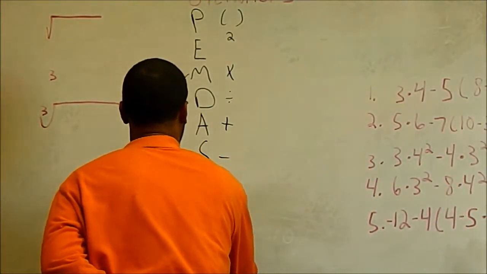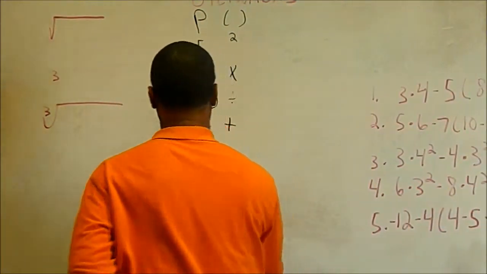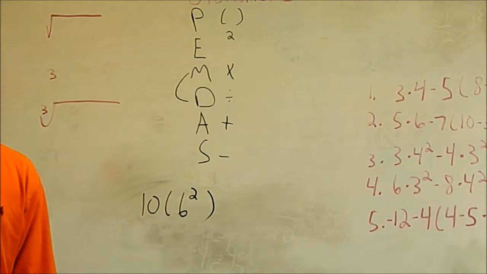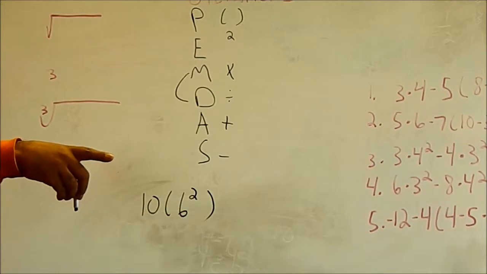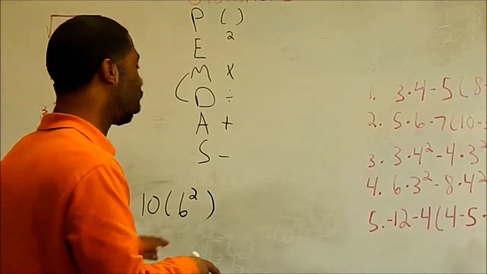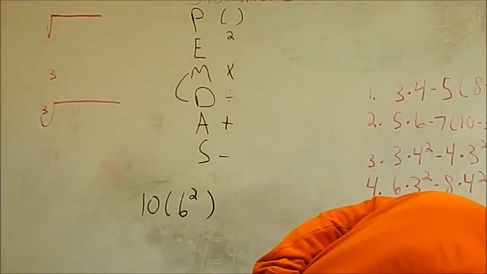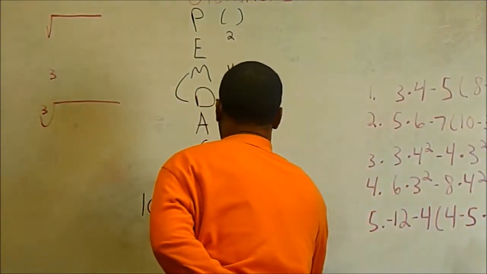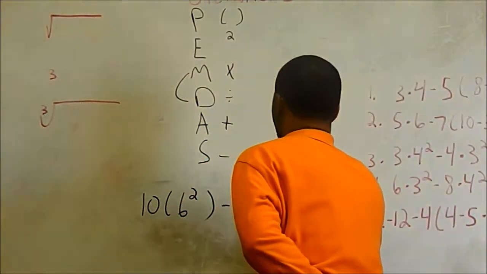10 parentheses 6 to the second power. Now when I say 6 to the second power, what's another way of saying that? 6 times 6. 6 squared. Good job. 6 squared, or like Christina said, which I also like, 6 times 6. We have to understand these things. Okay? 6 to the second power, and then comes what? Minus 5, parentheses, 4 plus 3.